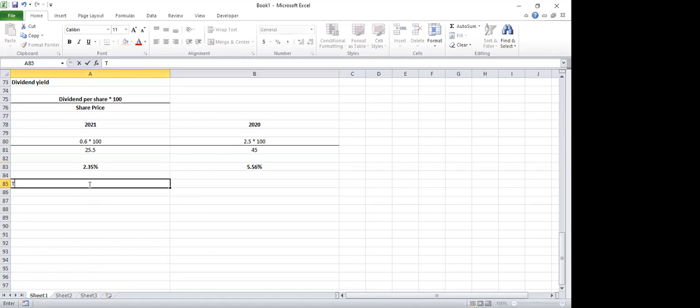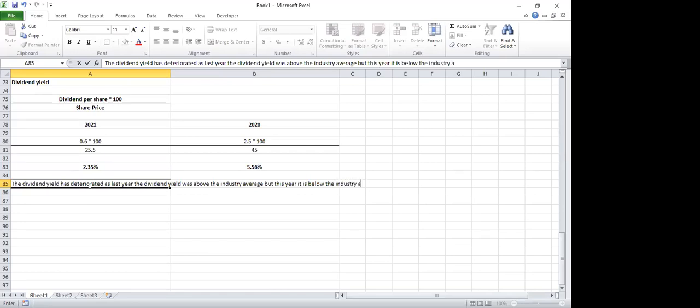Is that right? So we can say that the dividend yield of the company has deteriorated. As last year, the dividend yield was above the industry average. But this year, it is below the industry average. So we can say the performance of the company has actually gone down. Any questions there?